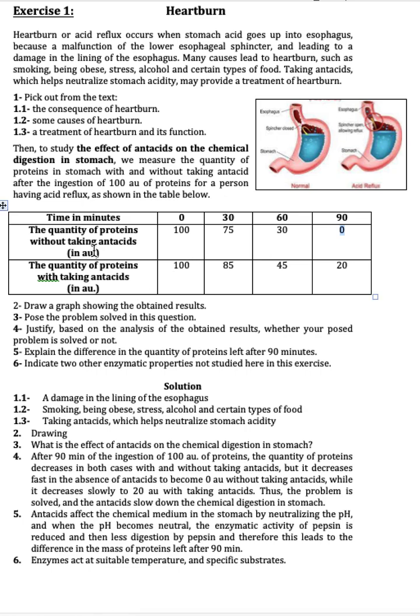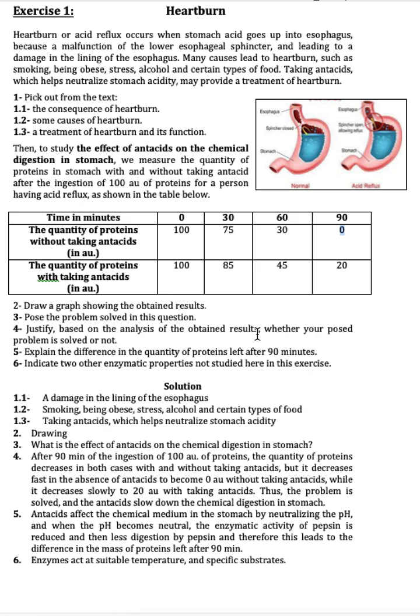So here you have to focus on the variable factor. The variable factor here is taking antacids. Now it is the same person, he has a problem. If he doesn't take the antacid, the medicine, you will find he has pain in the esophagus after eating, but the digestion will be delayed.